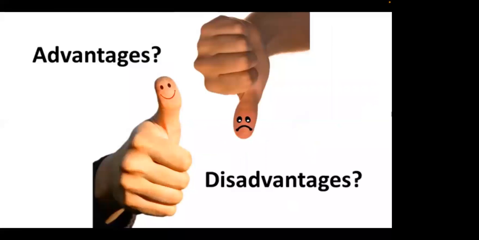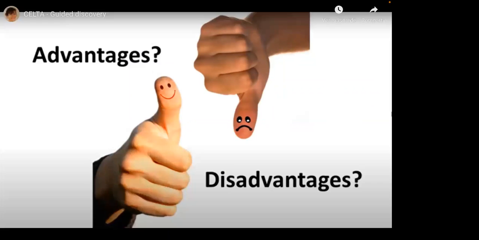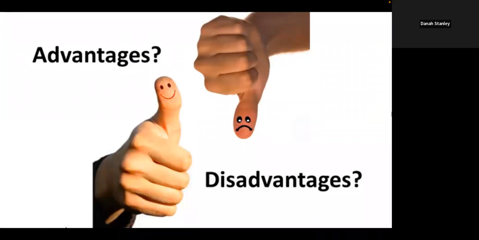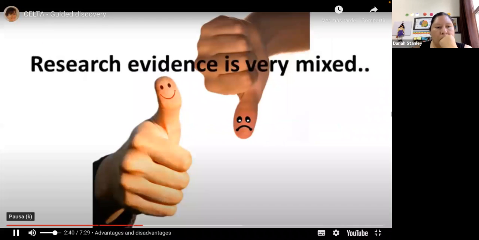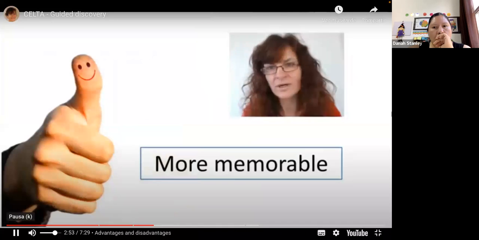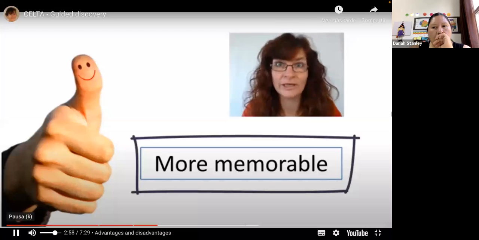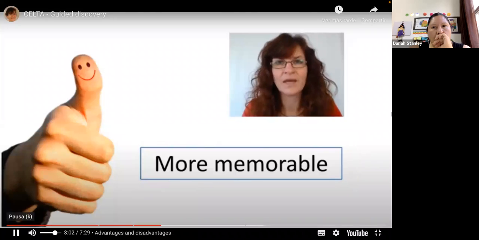So what are the advantages and disadvantages of this approach? Is it any better than a deductive approach? Well, the research evidence is actually very mixed. Some trials have shown that it works well and some that it works not so well. So there's probably not a right answer to this, as with many things in teaching, but it does seem likely that if you work out a rule yourself, it's more likely to be memorable for you. So I think that's the big potential plus of this.